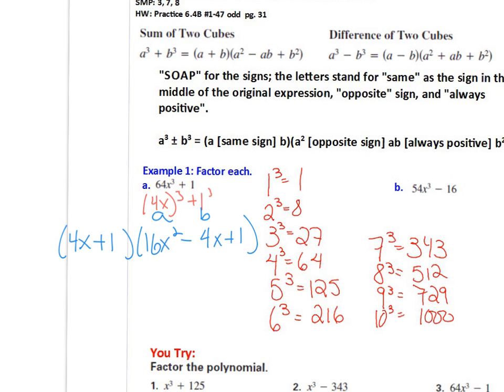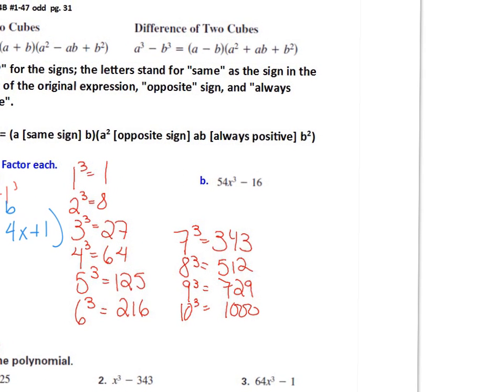And now for b, 54 and 16. Oh, there's a greatest common factor. What can 54 and 16 both divide by?